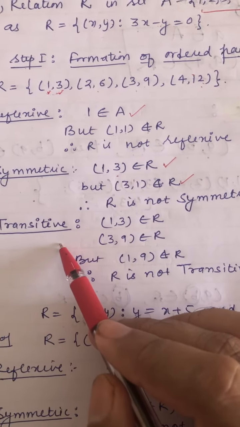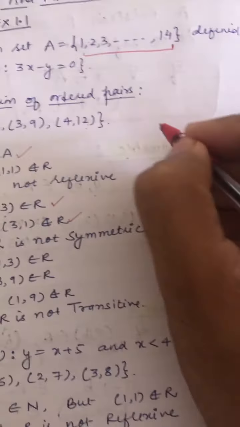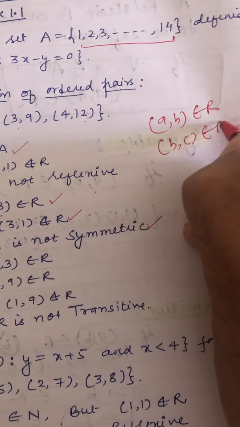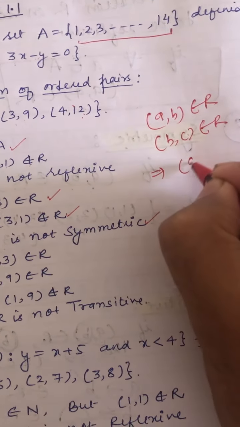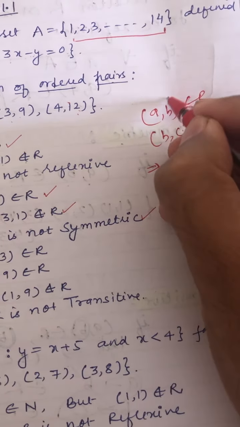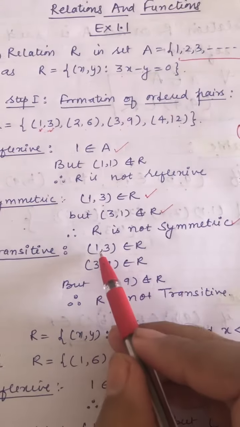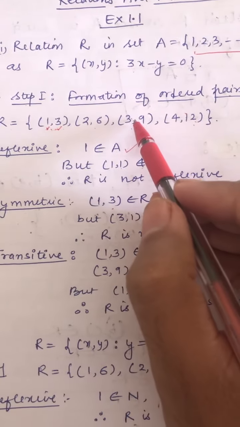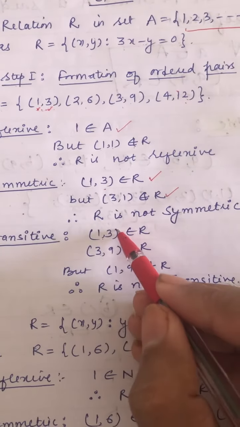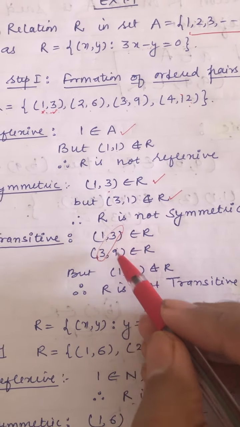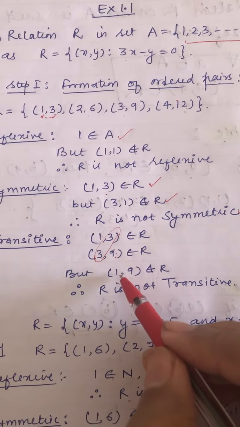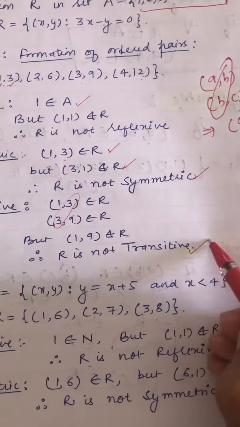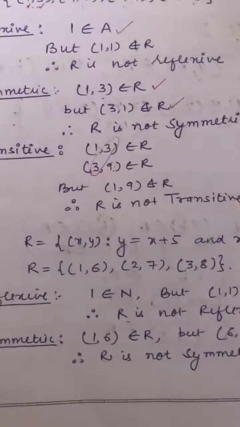Now for transitive, you know the general formula: if a comma b belongs to R and b comma c belongs to R, then it should imply a comma c also belongs to R. But the important thing is that these two middle elements have to be the same. So if I say 1 comma 3 belongs to R, yes, 1 comma 3 belongs to R. Then I say 3 comma 9 belongs to R, yes, 3 comma 9 also belongs to R. So they are identical. So 1 comma 9 should also belong, no? Then only the relation will be transitive. But 1 comma 9 does not belong to R. There is no 1 comma 9 in this. So therefore the relation is not transitive also. So this relation is neither reflexive nor symmetric nor transitive.